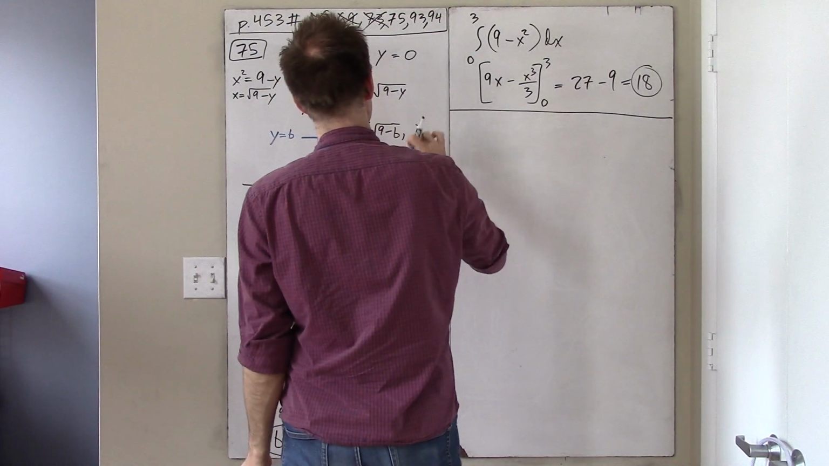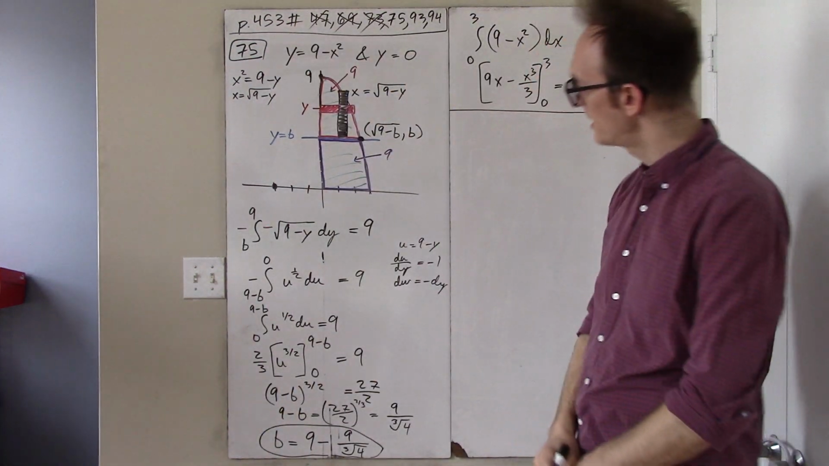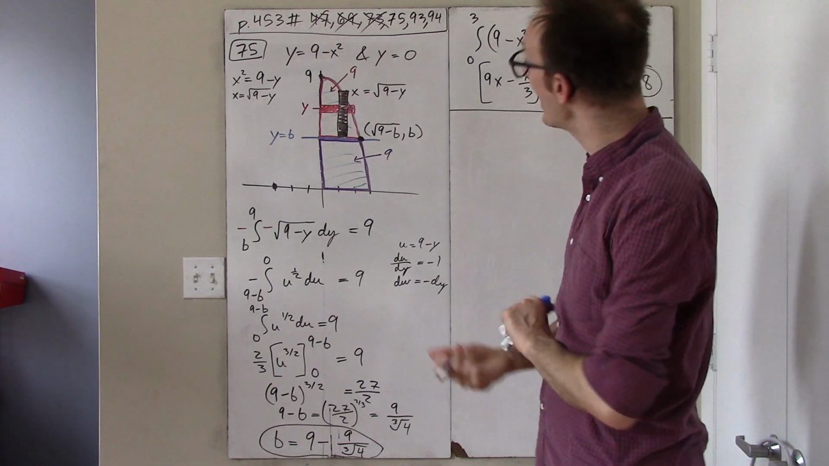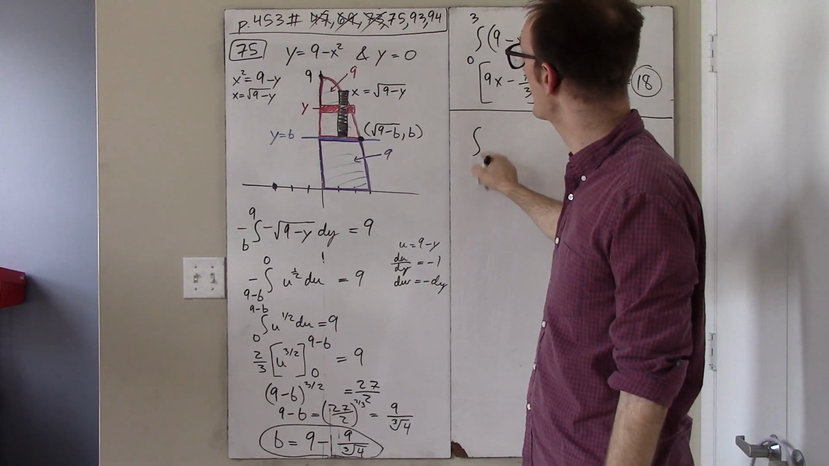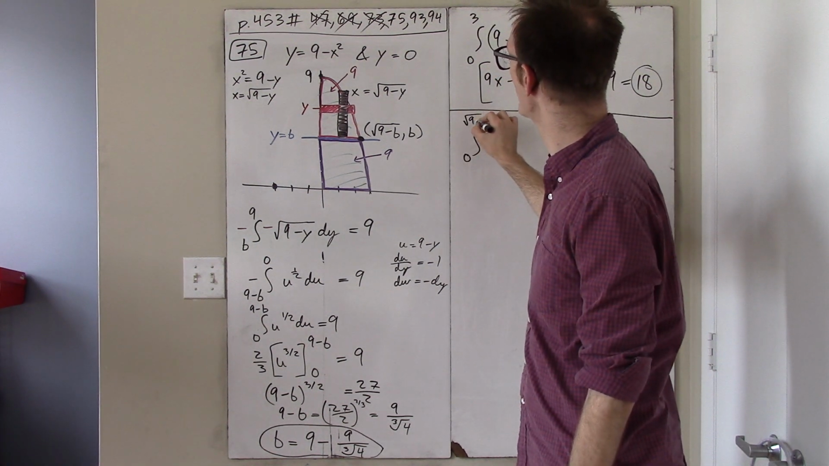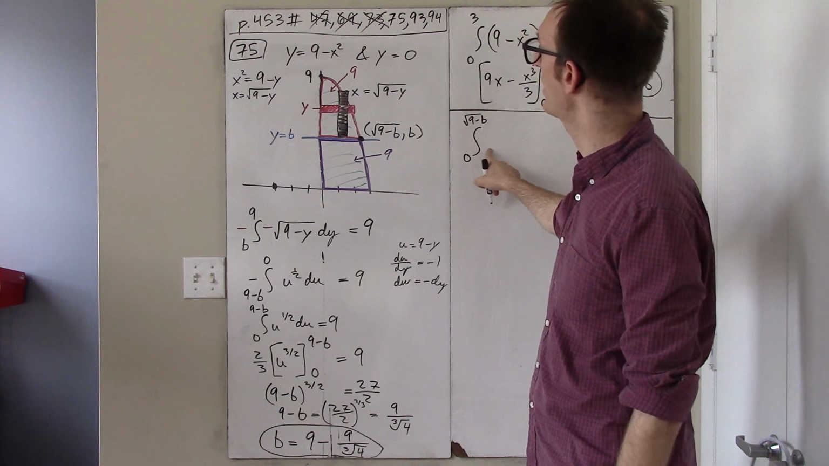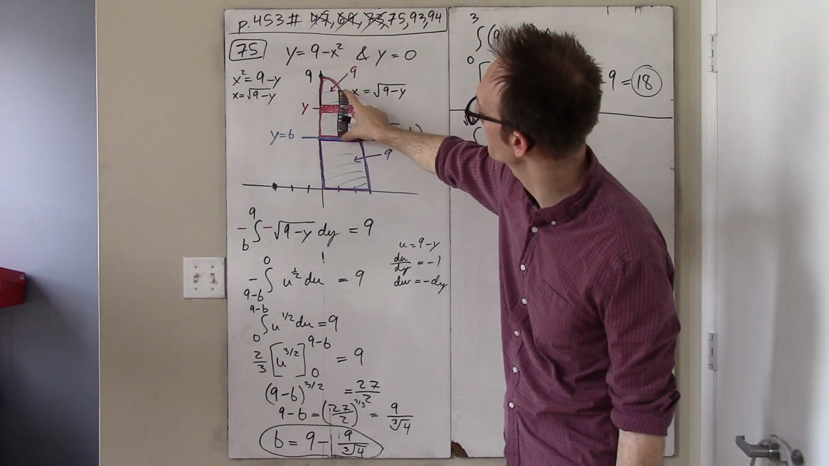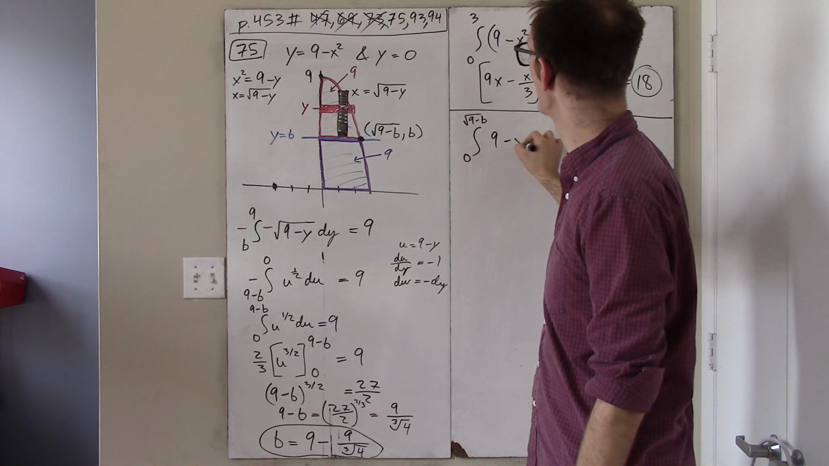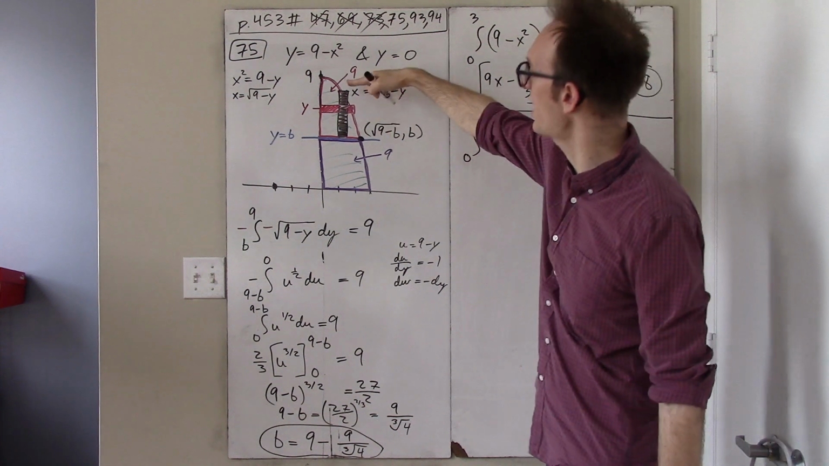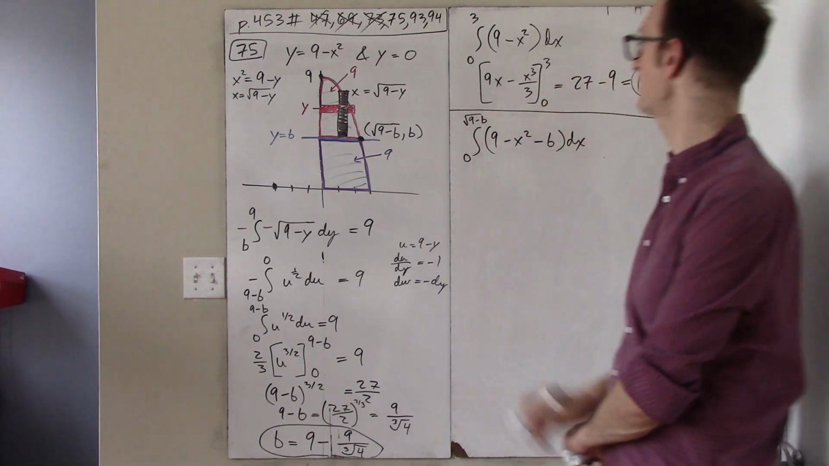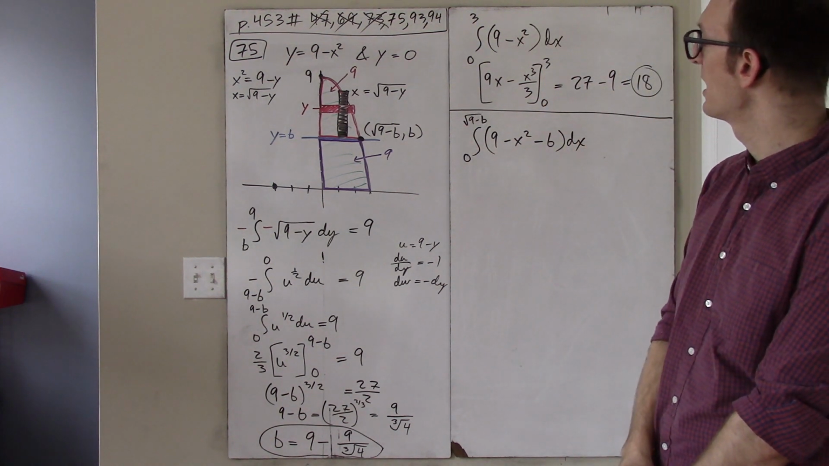So the other way to do this problem is to think of the red region as being partitioned with that black rectangle. Now I'm going to be integrating from 0 along the x-axis to root 9 minus b. But now the thing I'm integrating is adding up an infinite number of these black rectangles. And what are those black rectangles? They have height 9 minus x squared minus b. So this is maybe another interesting way to do this problem.